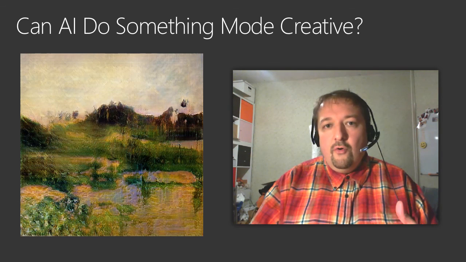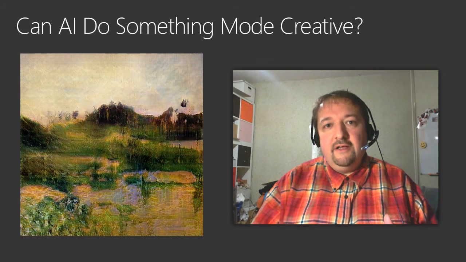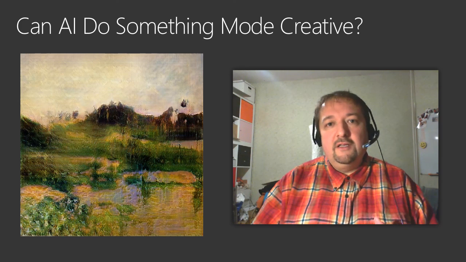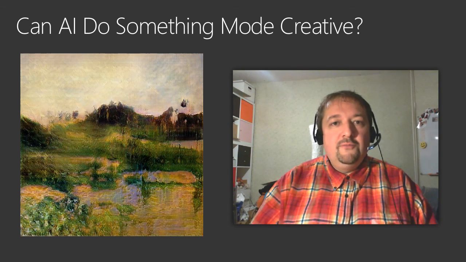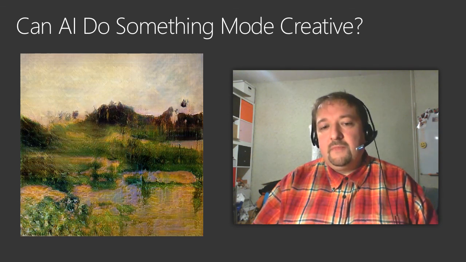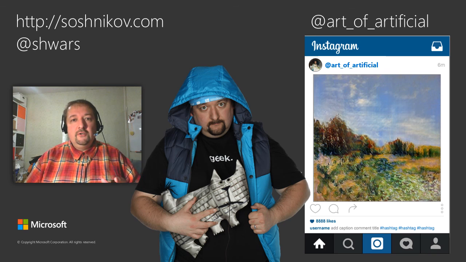And if you are curious to know more about how those pictures are produced and to have some sort of discussion and more thoughts about whether we can call this creative, whether we can call AI to be creative, please check out my blog, because in April there would be two articles coming up. One of them on producing pictures like that using Azure ML, and the other one about actually discussing whether this is art produced by AI or not. So my blog is at soshnikov.com. If you want some more pictures like that, subscribe to Art of Artificial Instagram. We are trying to post there once in a while new pictures produced by a neural network.